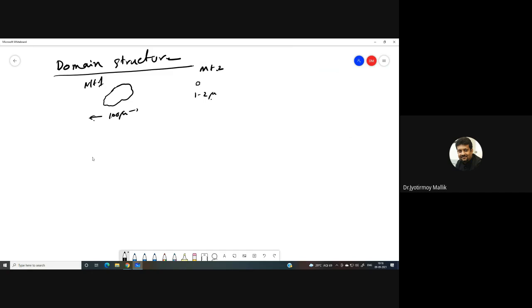What happens if the grain size is larger is that it can contain a number of magnetic moments. The same magnetite grain will have a number of magnetic moments, and such grains are called multi-domain grains. And then you have a very small tiny magnetite grain, which of course can contain only one magnetic moment, and that is what we call a single domain grain.